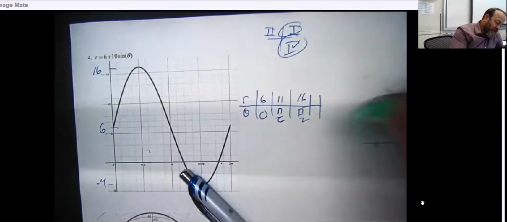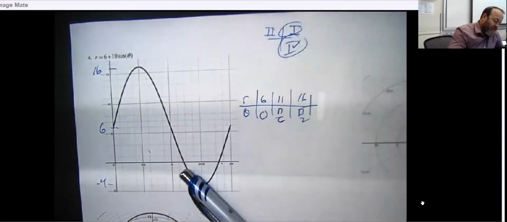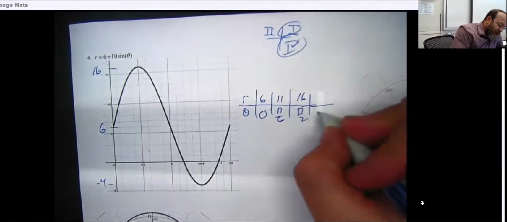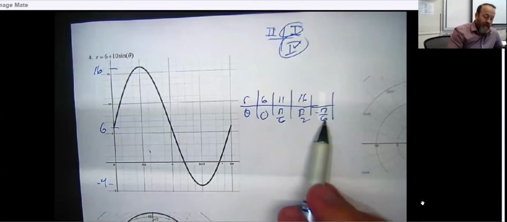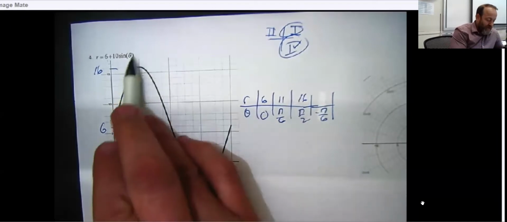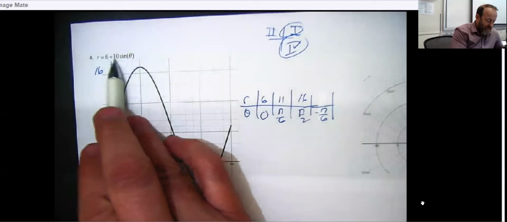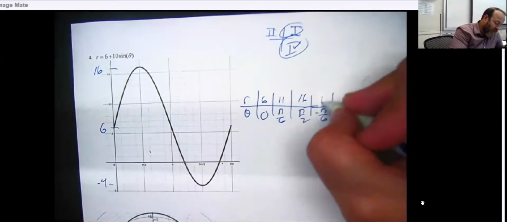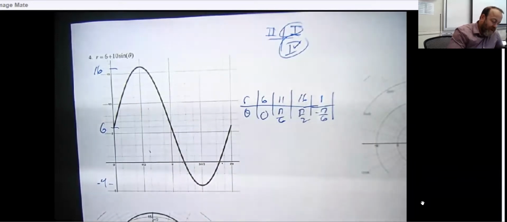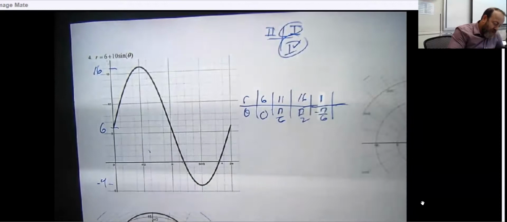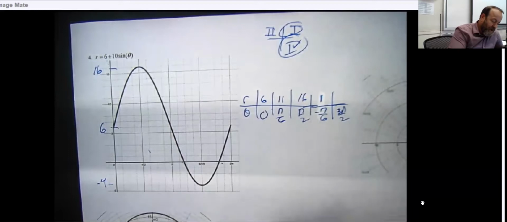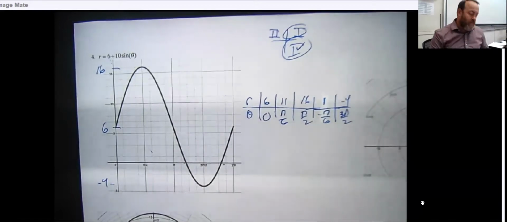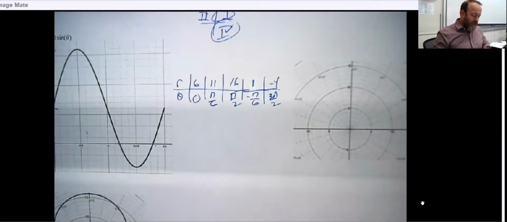Let's go ahead and consider the fourth quadrant. So let's grab negative pi over 6, also known as 11 pi over 6. The sine is negative down here, so that would be negative 1/2. So that's going to give me negative 5. 10 times negative 1/2 is negative 5. 6 minus 5 is 1. Wow, that's a tiny little radius. And by the time I reach 3 pi over 2, or negative pi over 2, the radius has dipped all the way down to negative 4. So that's going to be interesting. How do we put all that together?